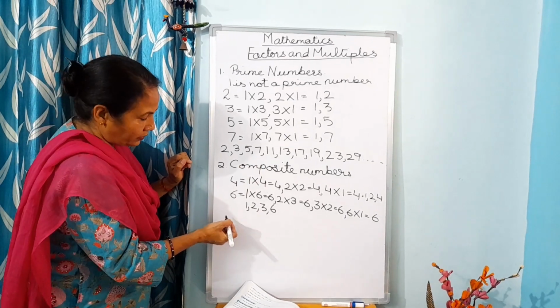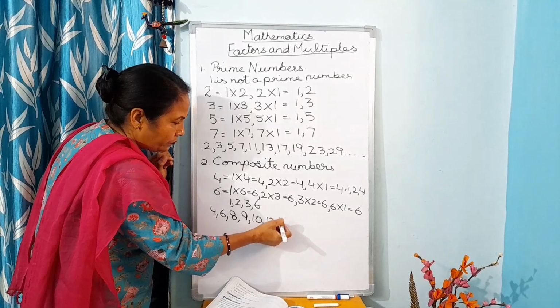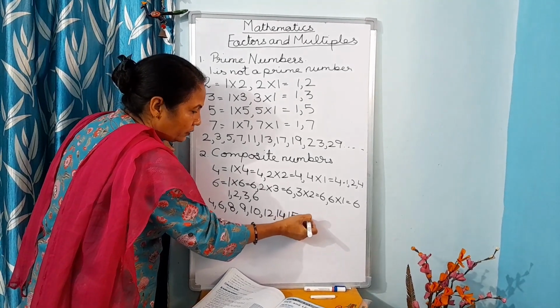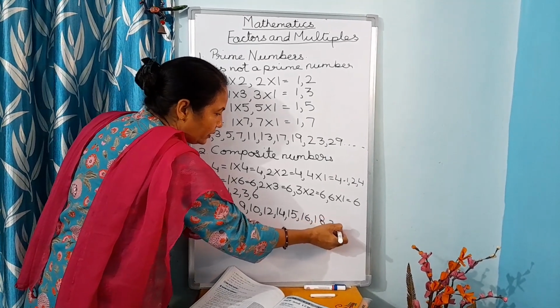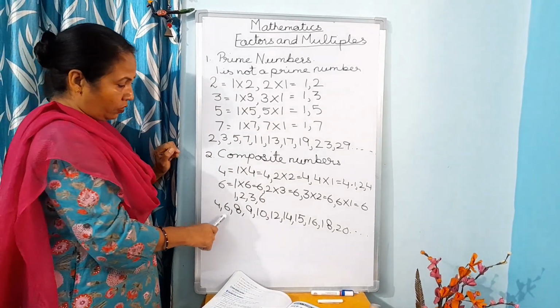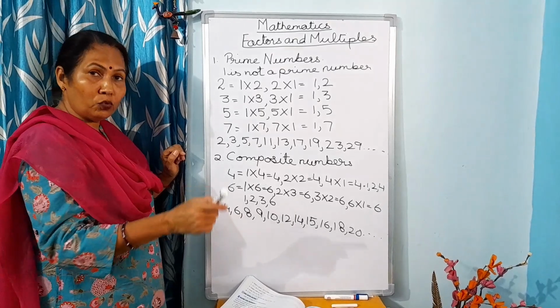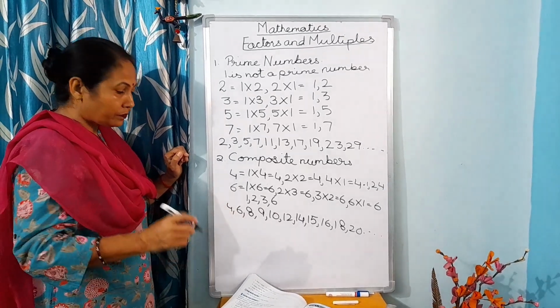I am going to write here few composite numbers like 4, 14, 15, 16, 18, 20 and so on. So children, you will see that all these numbers, they have more than 2 factors. So they are composite numbers.